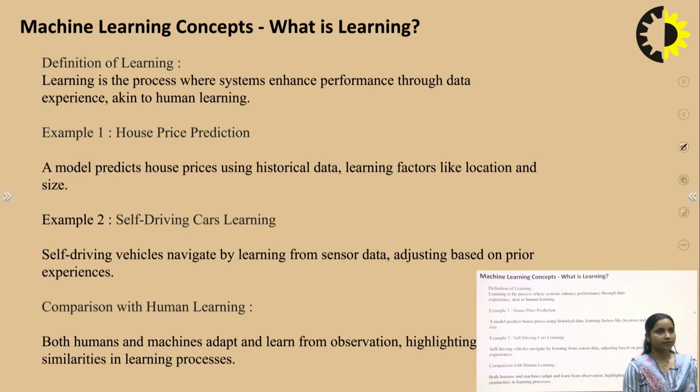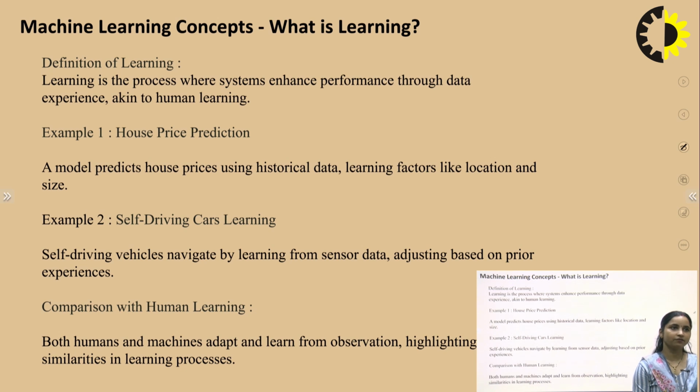As an example, house price prediction. In house price prediction, a model predicts house prices by using historical data, learning factors like location and size of the house. So, house price can be predicted by having the historical data of that particular location and the size of the plots or the houses, and on that basis we can predict the house prices.